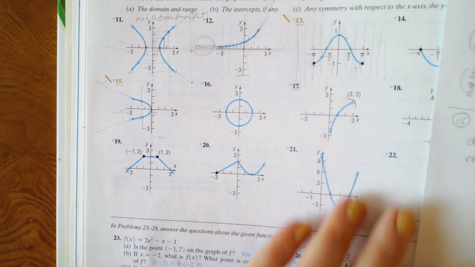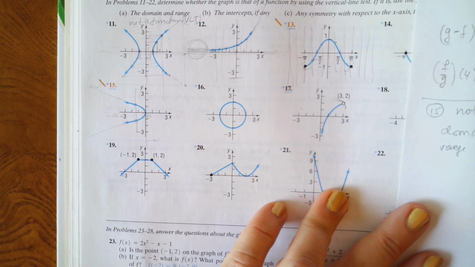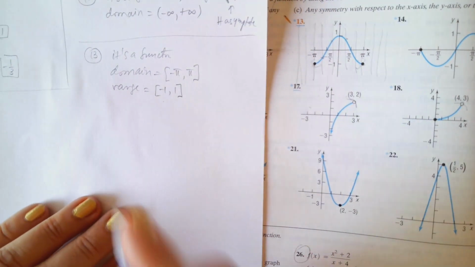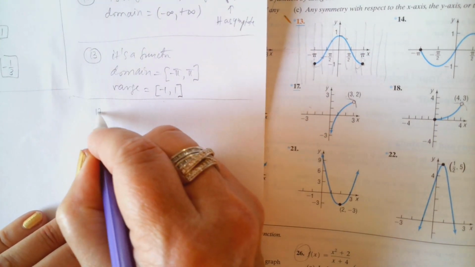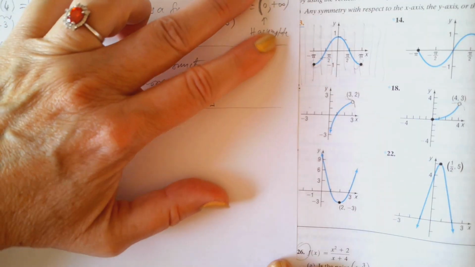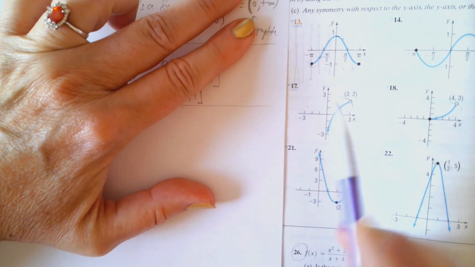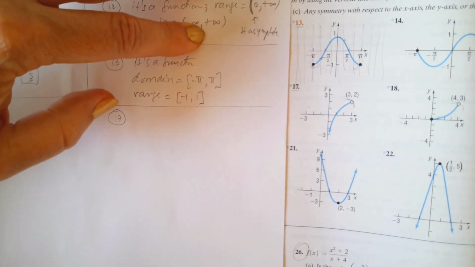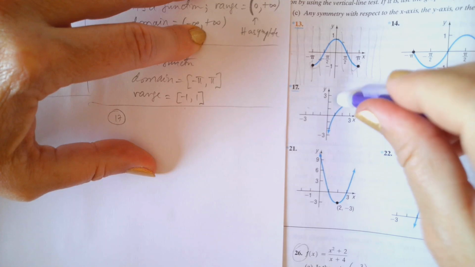Which one do we want to do? How about this one, 17? So let's do 17. So 17 is this one, yeah? Okay, so let's see, is this a function? Yes, it's a function, right?